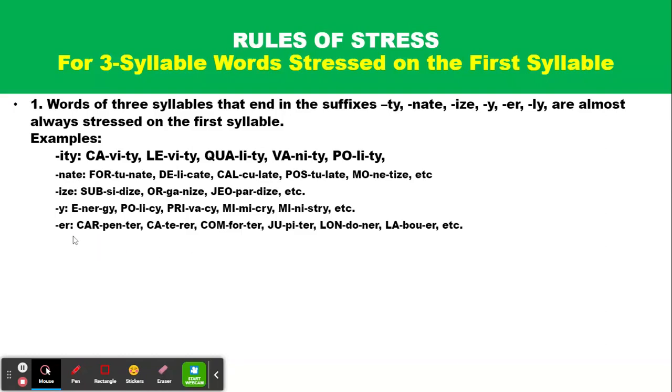Then words ending in er, such as carpenter, caterer, comforter, Jupiter, Londoner, Libra. All these words have stress on the first syllable. So take note of how stress is determined in three-syllable words.